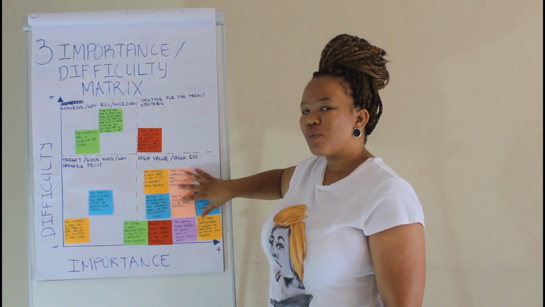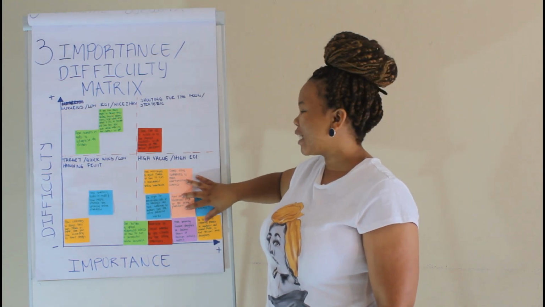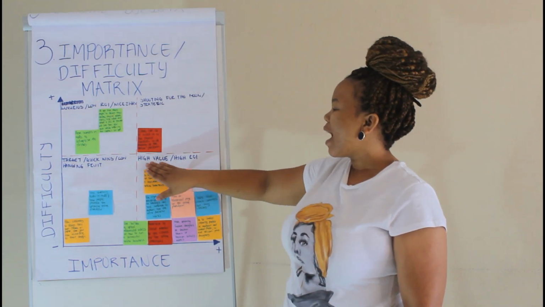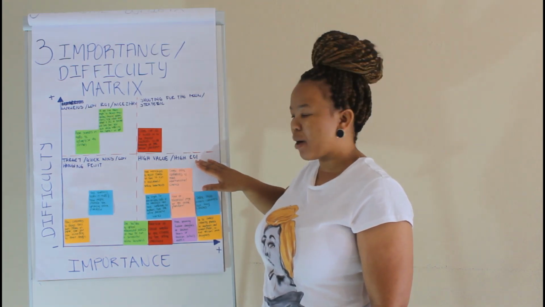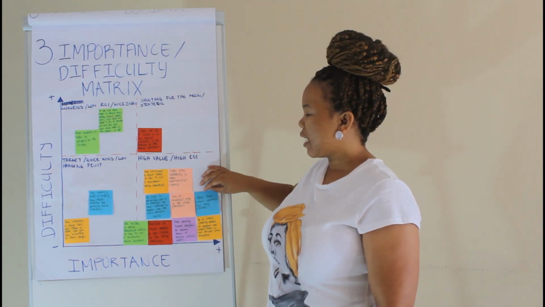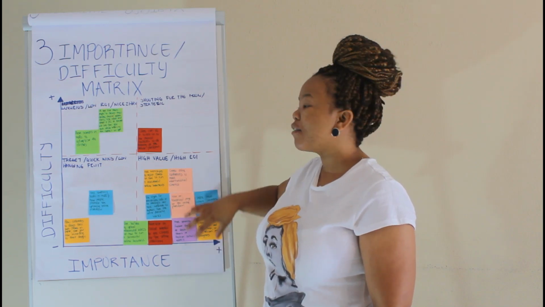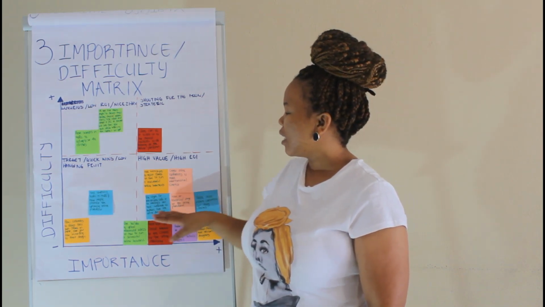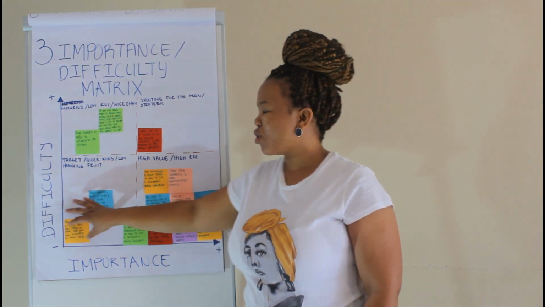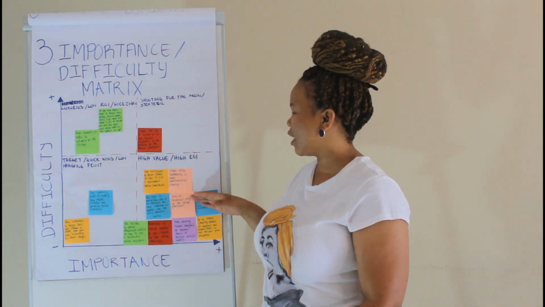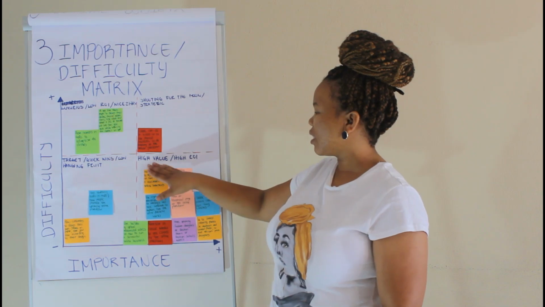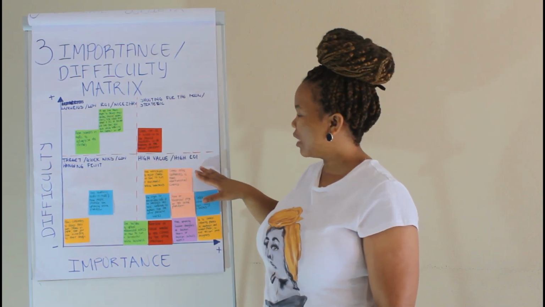On this quadrant, the ideas that you essentially will end up placing here are the ones that have high value or high return on investment. So if you place an idea here, it means that it is an idea that is very important, but in terms of difficulty, it is also not so difficult to build, to pilot that idea. So the ideas that are here are the ones that have high value and high return on investment.